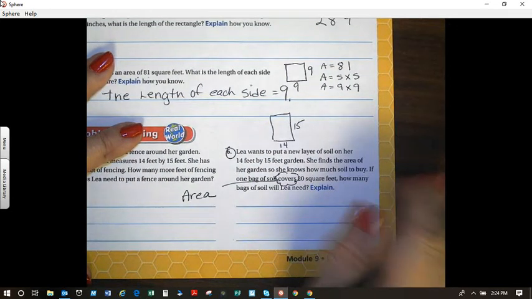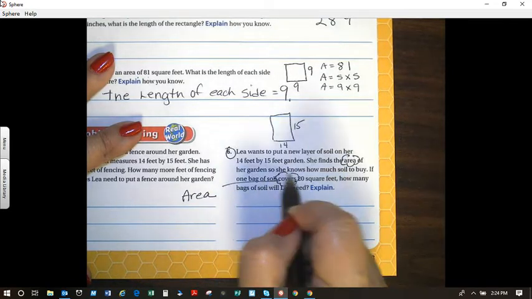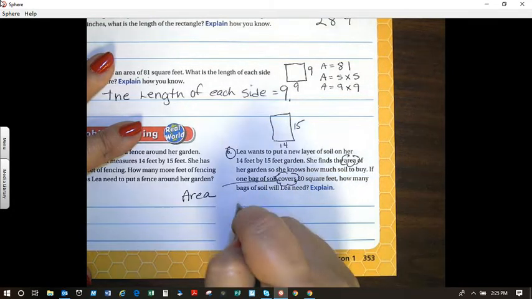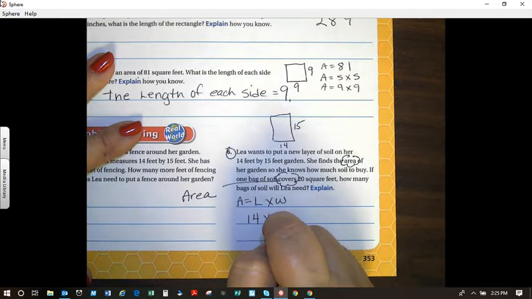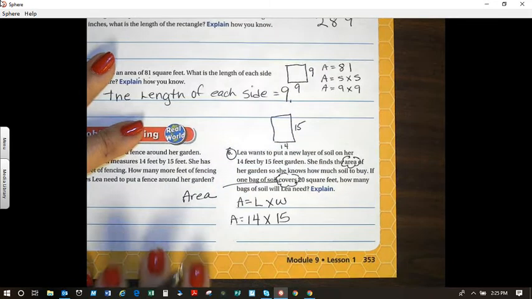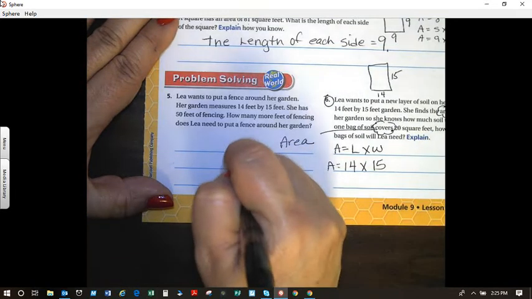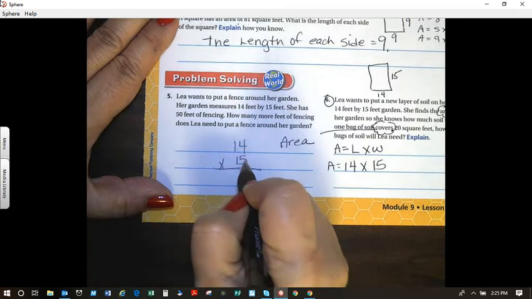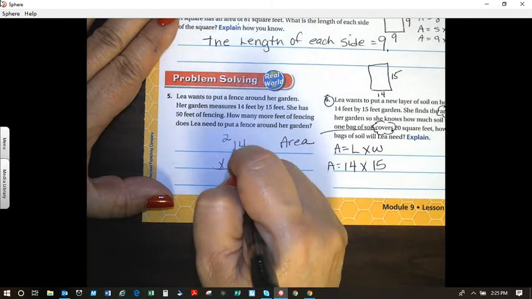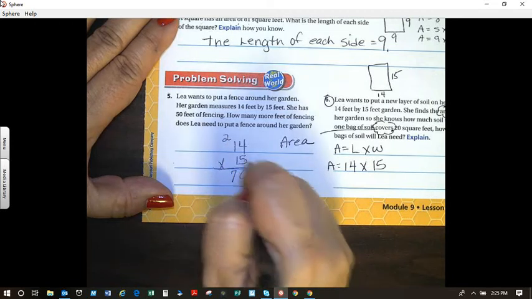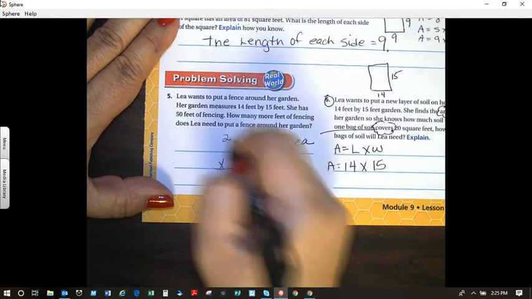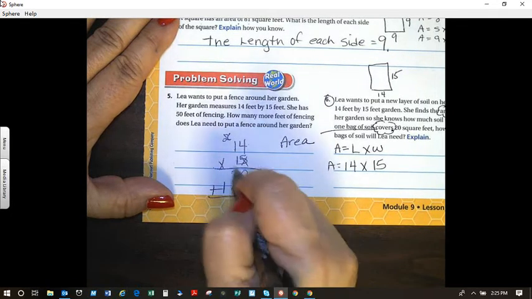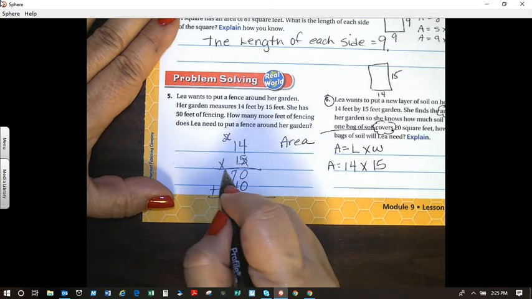Okay, she finds the area, and it said area of her garden, so she knows how much soil. So I know that area equals length times width. So I have to multiply 14 times 15, and so what is the area? I'm going to go ahead and multiply this out. 14 times 15, 5 times 4 equals 20. 5 times 1 equals 5 plus 2 equals 7. Cross this out. Bring down my 0. 1 times 4 equals 4. And 1 times 1 equals 1. 7 plus 4 is 11. Carry my 1. 1 plus 1 is 2.